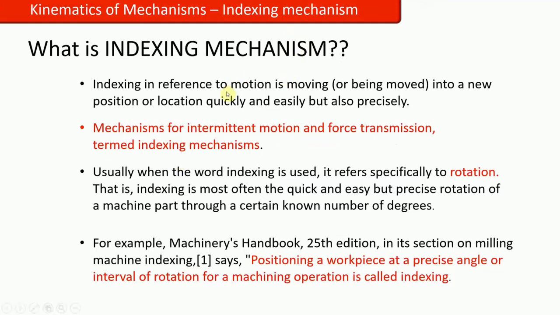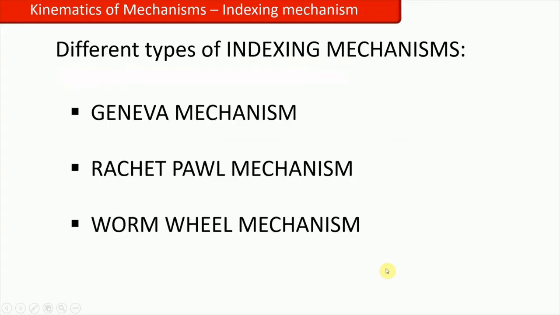So here what is meant by intermittent motion? Intermittent motion means the motion which occurs in regular intervals of time. That means the motion will not be continuous and steady. So such motions are termed as indexing mechanisms, and the process of positioning is called indexing. These are the different types of indexing mechanisms we are going to discuss in this video: Geneva mechanism, Ratchet-Pawl mechanism, and worm wheel mechanism.